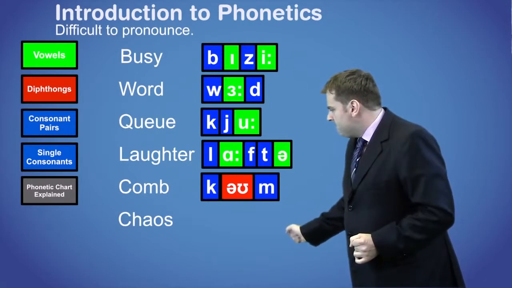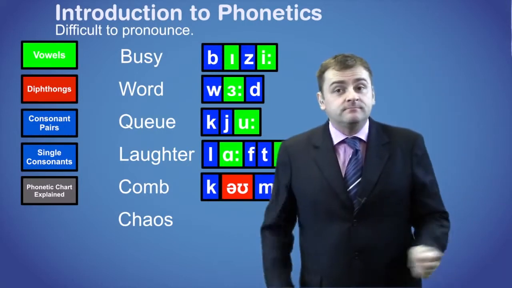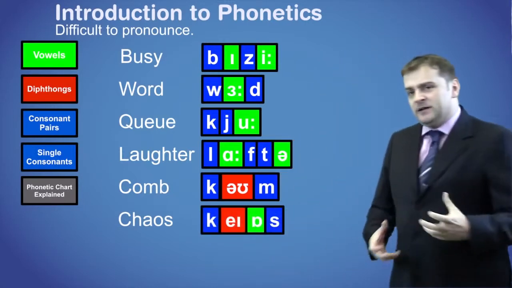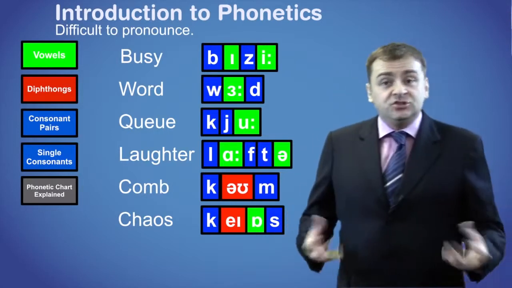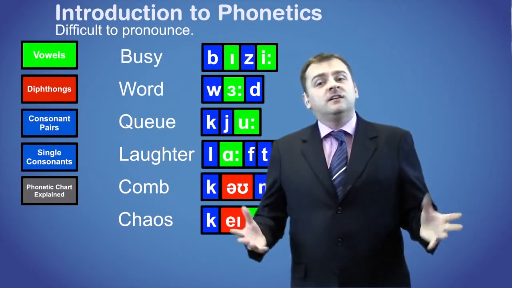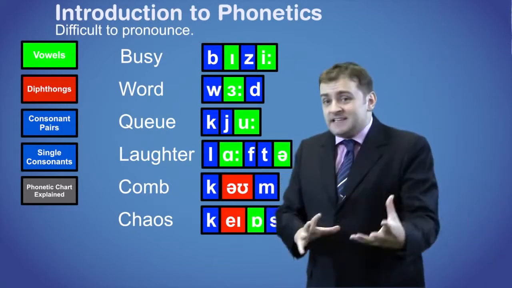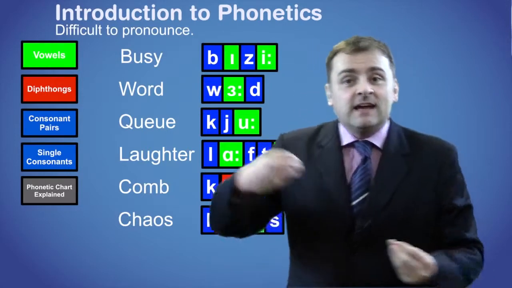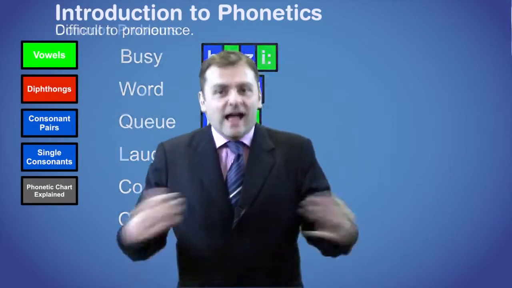Cone. This word's got a B at the end, but we don't pronounce it. And finally, chaos. This is spelled with a CH. And CH is more commonly pronounced ch, like in church. But in chaos, it's a k, like in cat. So, you can see how there are many inconsistencies in English between the spelling and the pronunciation. And phonetics gives us a way to write the words as they're pronounced.